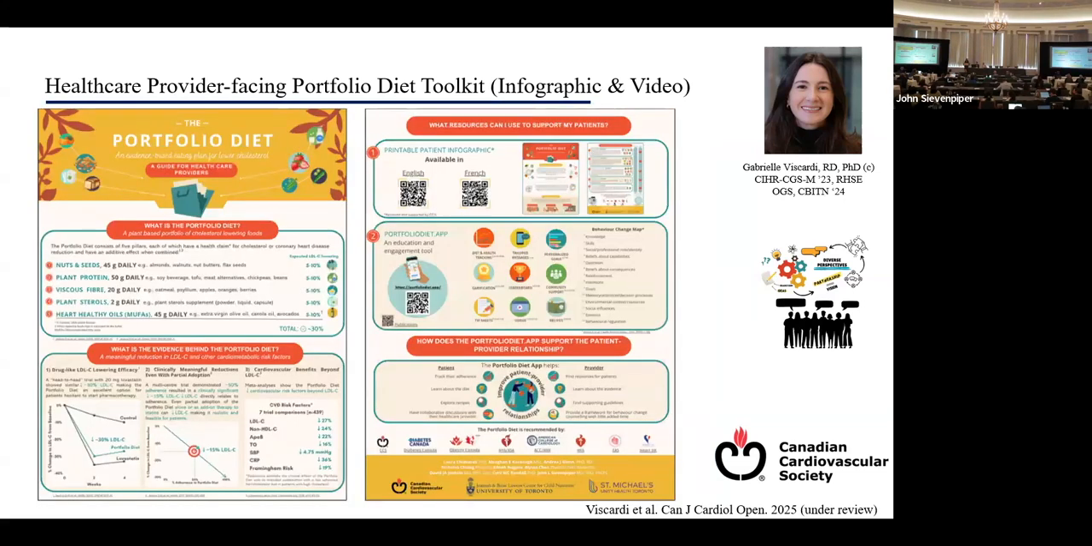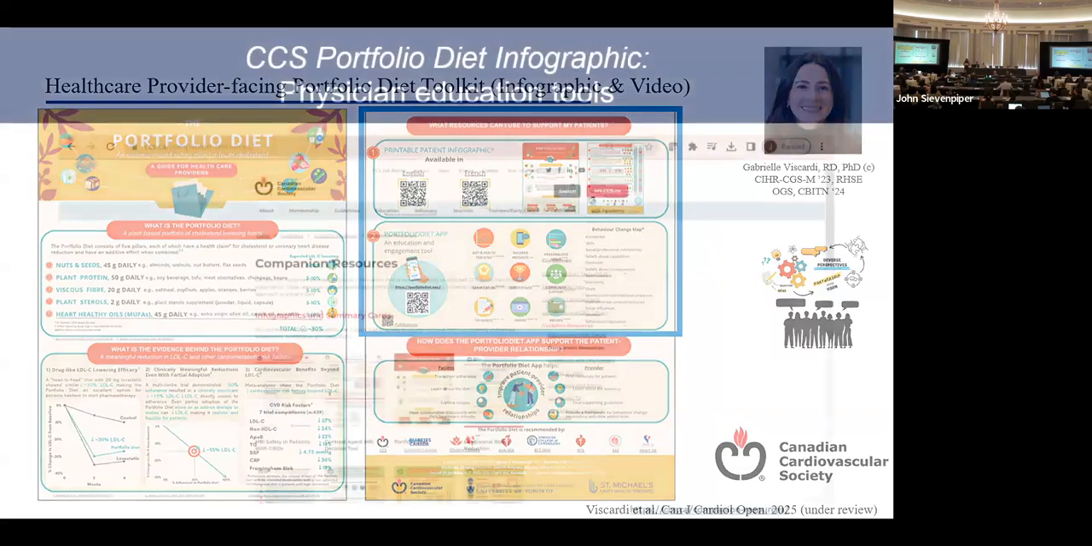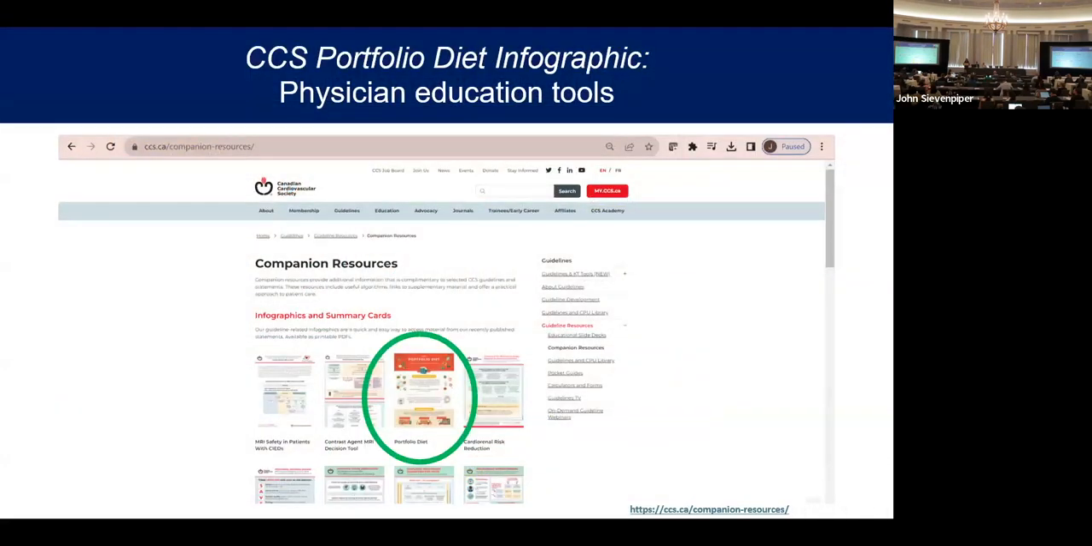So this is what the infographic looks like. And there's a section there on the patient-facing tools. And so those are available on the Canadian Cardiovascular Society website. The patient-facing one is there already. The healthcare provider one will be there soon.